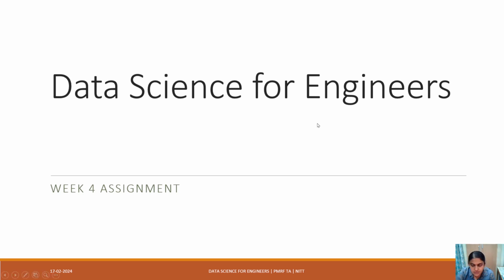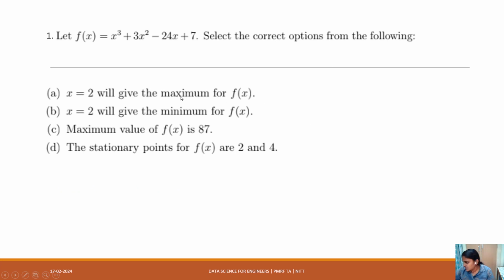Okay, we will start with the questions. The first question, is it clear? Yeah. The first question is f of x equal to x cube plus 3x square minus 24x plus 7. You can also solve along with me. So we will see what the answer is for this one.